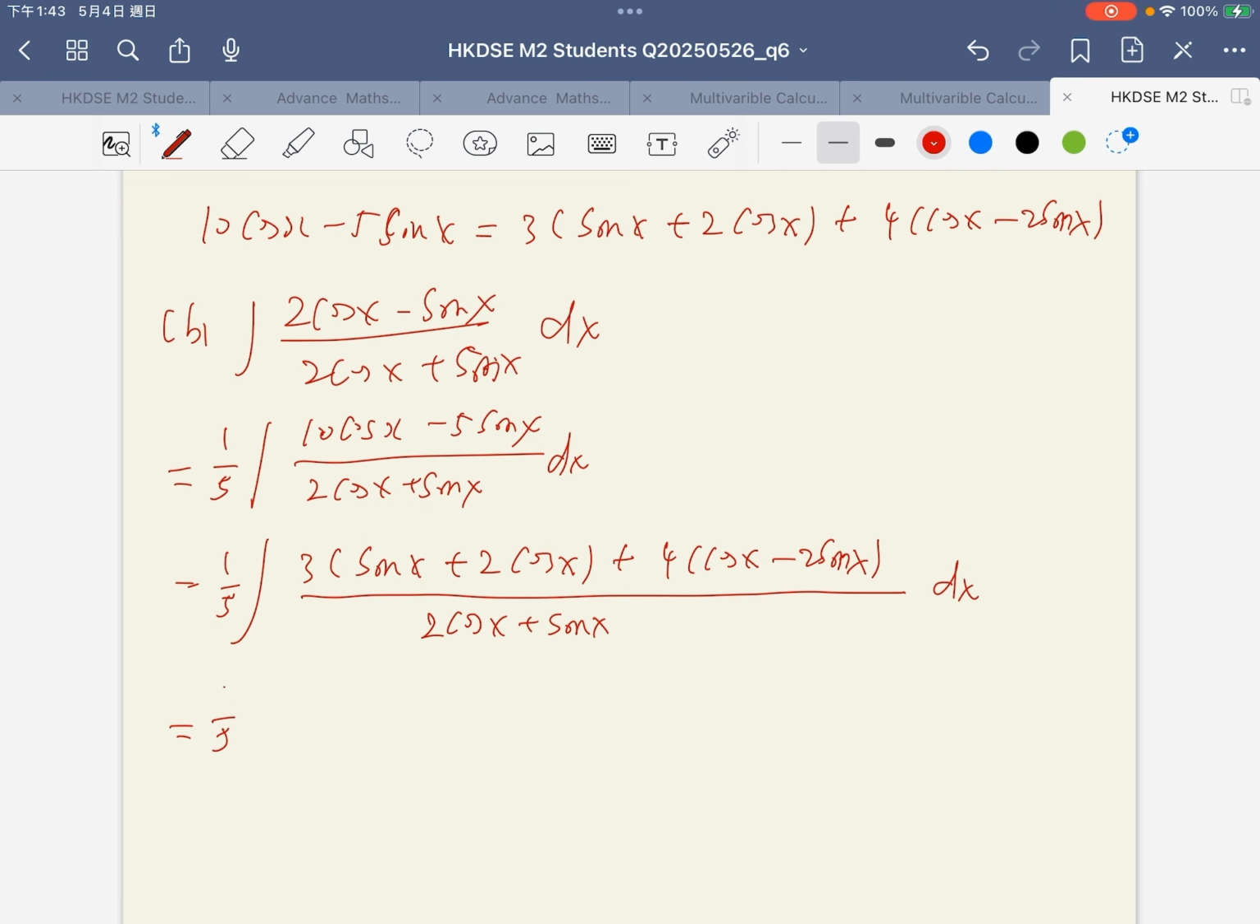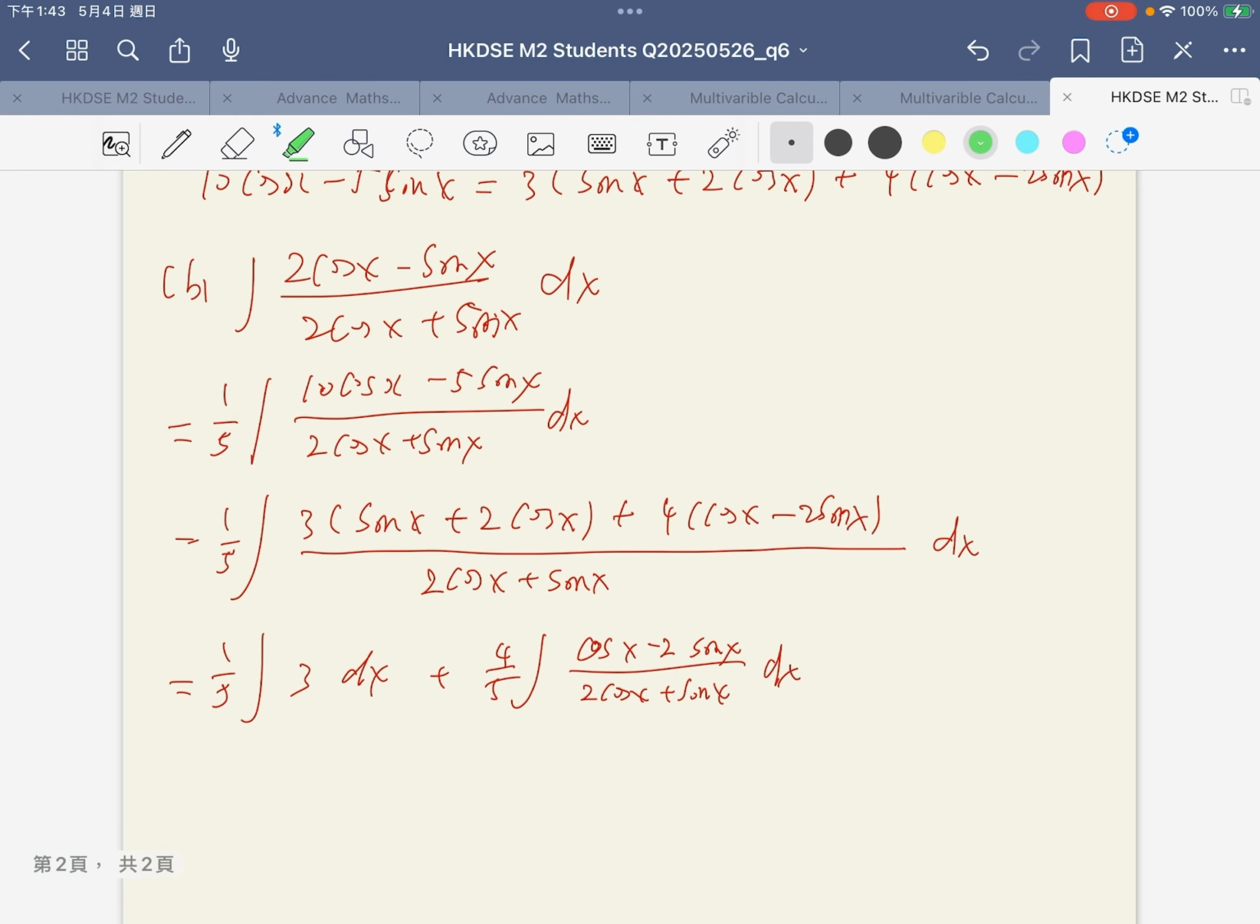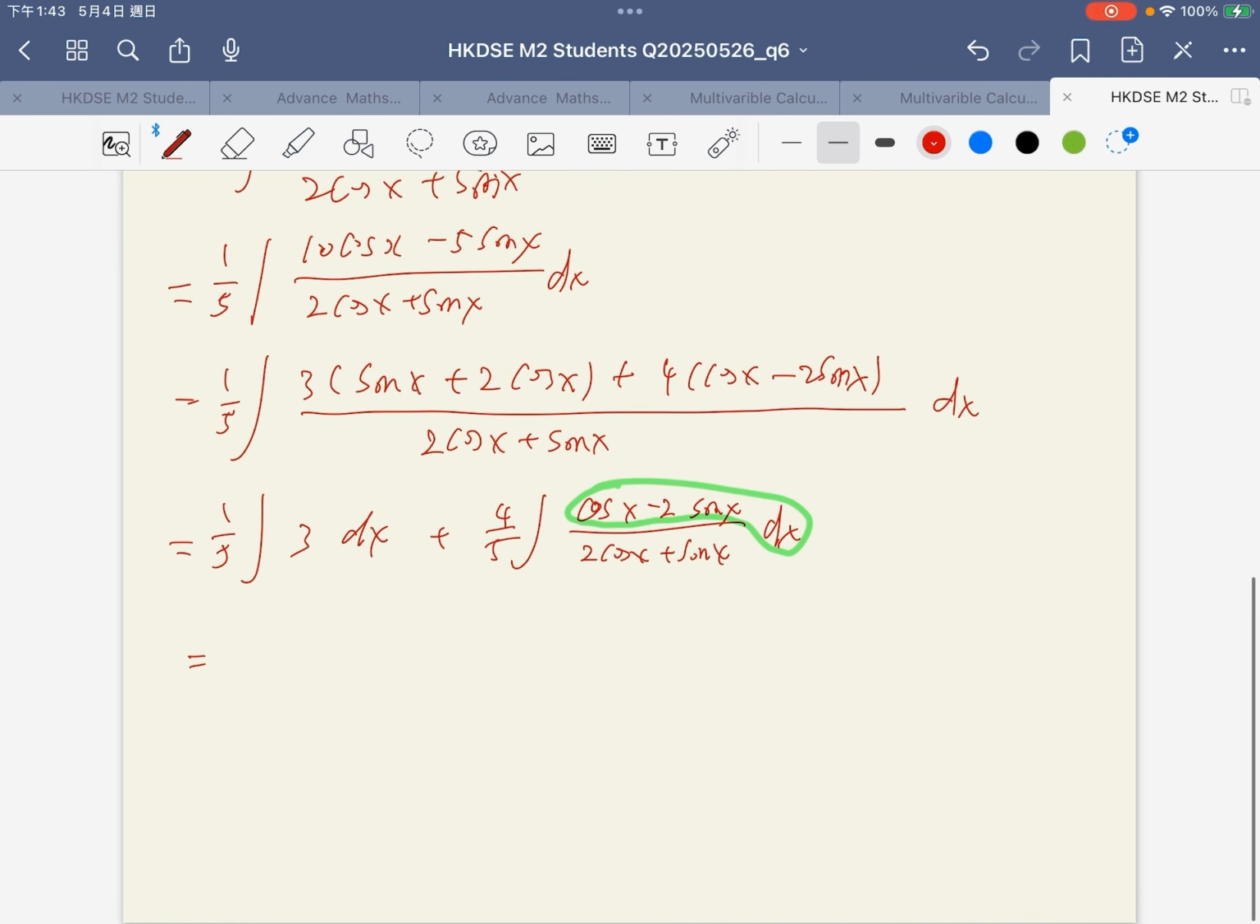Then we can separate two parts. One part is 3, so good. The other part is 4 over 5 integrate cosine x minus 2 sine x over 2 cosine x plus sine x. Then we can discover that these terms can be combined together, and this is 3x.